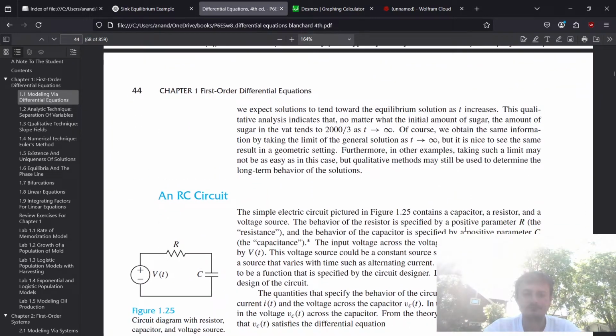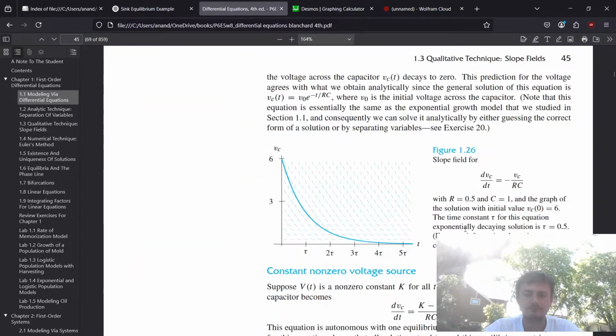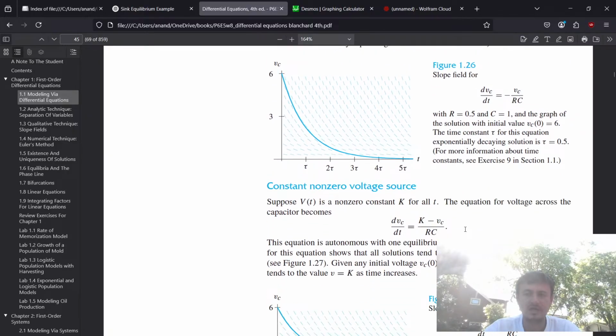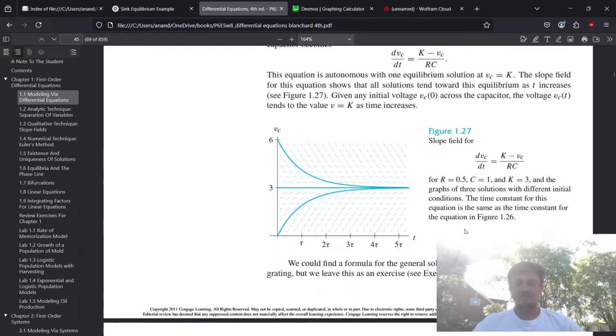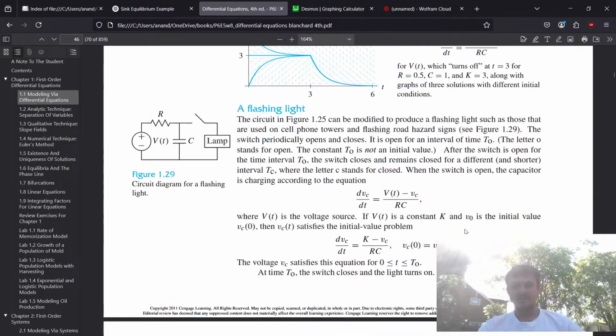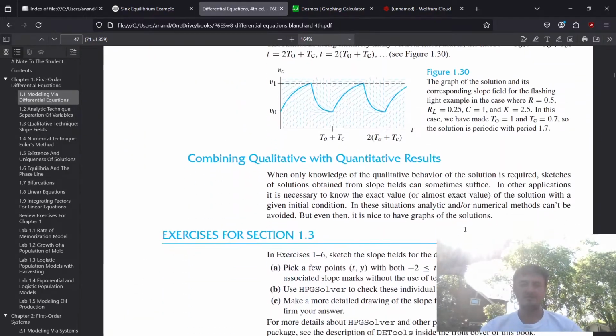Okay. I hope there's not going to be too much on capacitors and all this stuff. But it's fine.